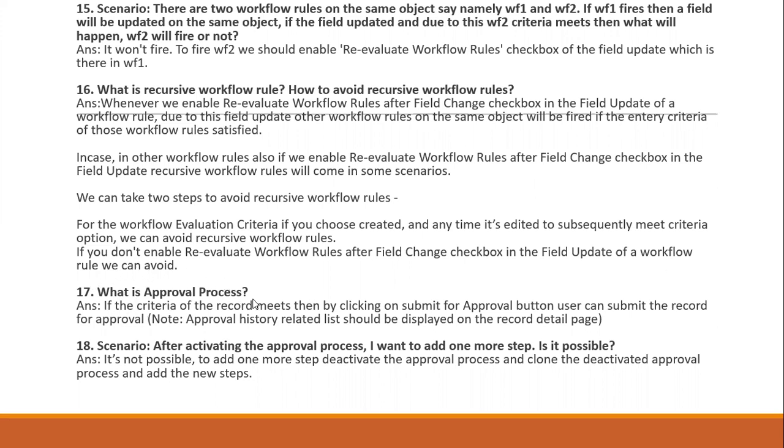Next question: what is an approval process? If the criteria of the record is met, then by clicking on the submit for approval button, the user can submit the record for approval. Note: the approval history related list should be displayed on the record detail page.